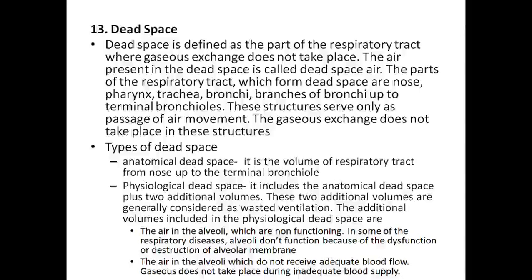The types of dead space are anatomical dead space. It is the volume of the respiratory tract from nose up to terminal bronchiole. Physiological dead space includes anatomical dead space plus two additional volumes. These two additional volumes are generally considered as wasted ventilation.